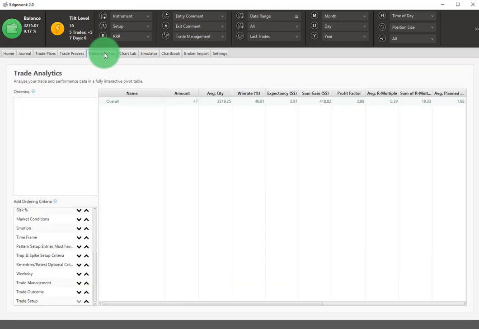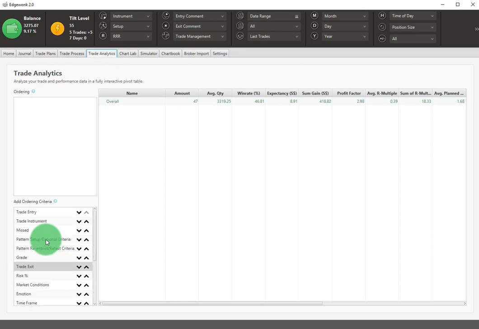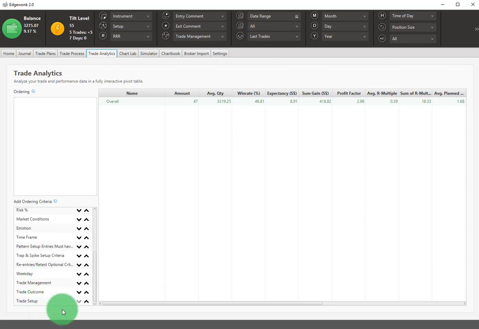Now let's dig into the trade analytics, which often provides important information about where the trader might be doing not so well and what is working really, really well. So first we can select the trade outcome here.